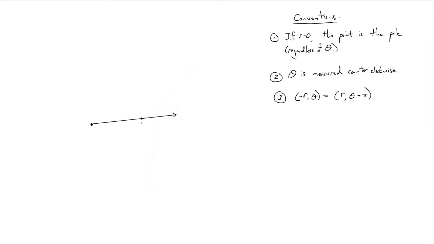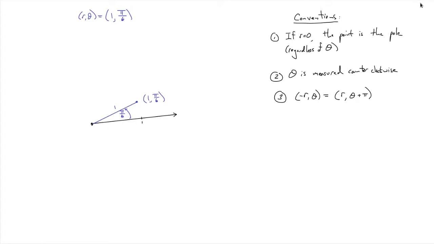Okay, I'll do a quick example and then you'll get a chance. Here I've established a pole and a polar axis, and I've marked off what one unit of length looks like. Suppose I want to plot the point (r, theta) equals (1, pi over 6). Well, it would be about here, a distance of 1 from the pole, and an angle of pi over 6 from the polar axis. And just for fun, the point (negative 1, pi over 6) would be right about where I've drawn it here.